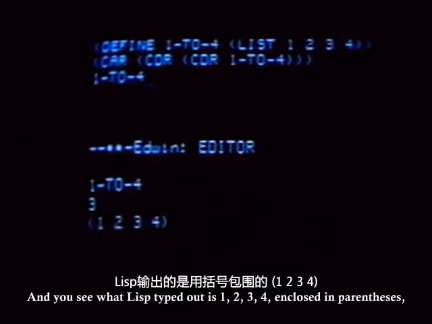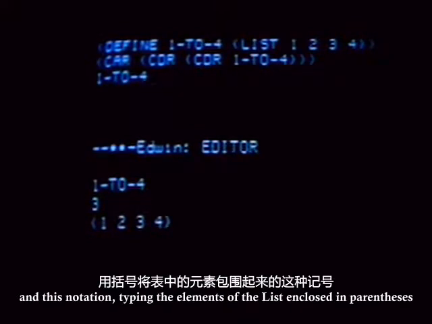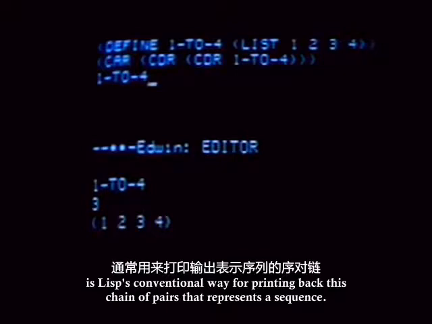Or I could say, what's 1 to 4 itself? And you see what Lisp types out is 1, 2, 3, 4 enclosed in parentheses. And this notation, typing the elements of the list enclosed in parentheses, is Lisp's conventional way for printing back this chain of pairs that represents a sequence.